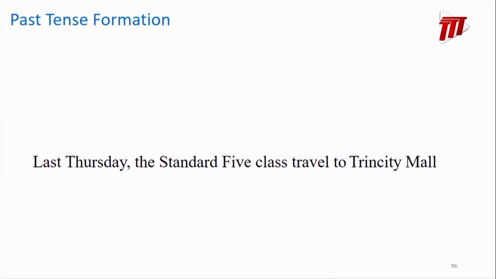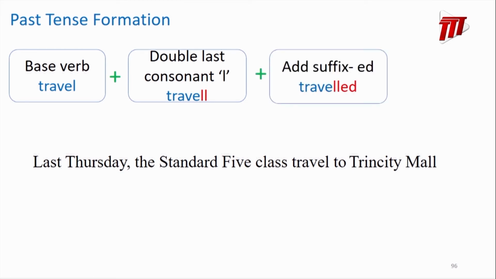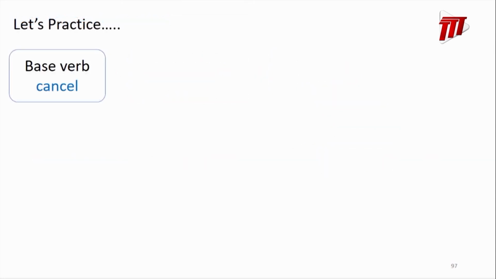So, last Thursday, the Standard 5 class traveled to Trinity. The word is travel, right? The root word or base verb. And we are adding ed. We must double the L before adding ed. So it's travel, T-R-A-V-E-L-L, ed. All right, we circle travel and we write the correct thing in the box that is provided. T-R-A-V-E-L-L-E-D. Let's practice some. Let's look at the base verb cancel.